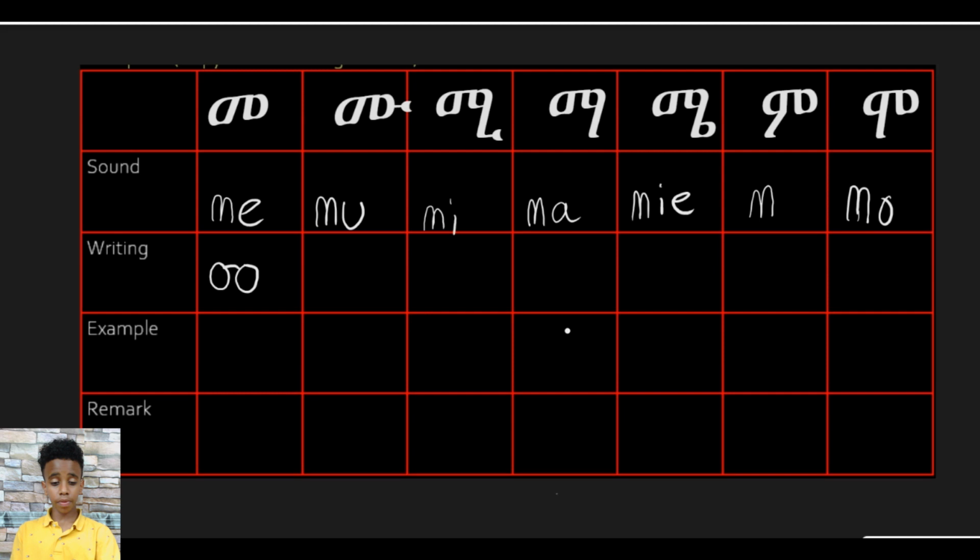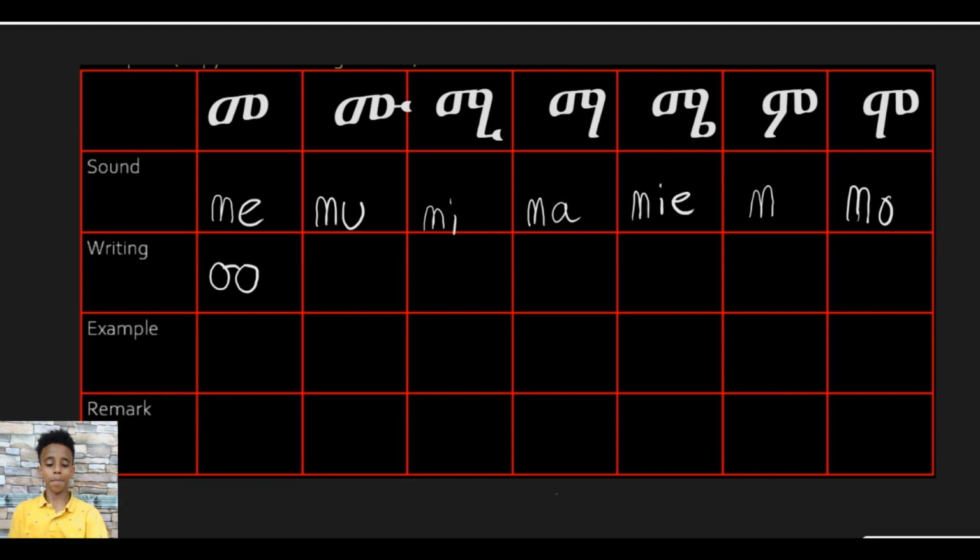And if you think of it, the letter Meh actually looks like a pair of eyeglasses. So if you want to remember it, you just think of eyeglasses without the temples.